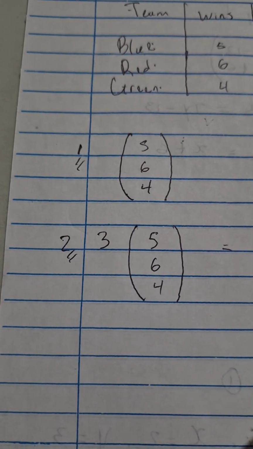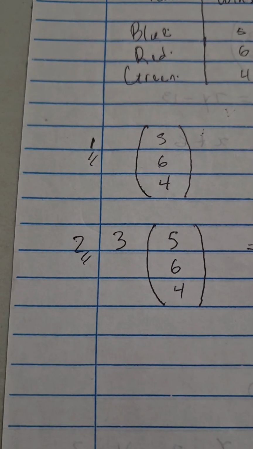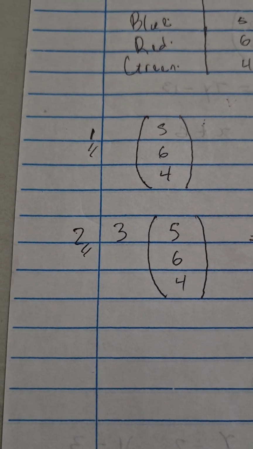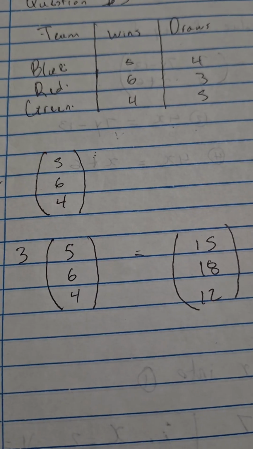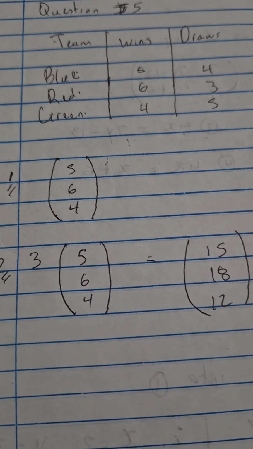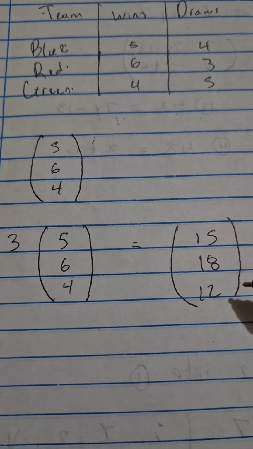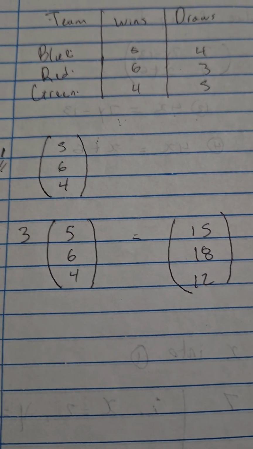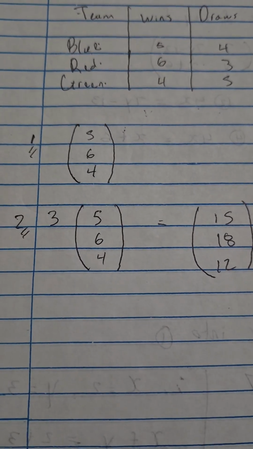So for team blue, 3 times 5 gives you 15. For team red, 3 times 6 gives you 18. And for team green, 12. Now it asks for the total points for each team. It never asks for the total points for all the teams combined. So you wouldn't need to add all of these values. We just need to show each team's total points. And that's another mark. Alright, so the first question asks for the matrix. The second question asks for how many points each team will have.